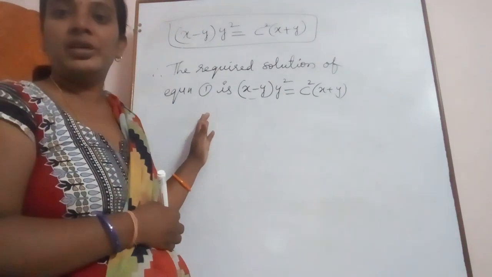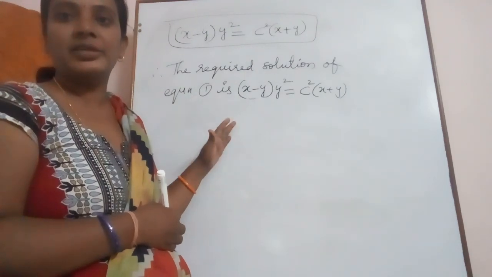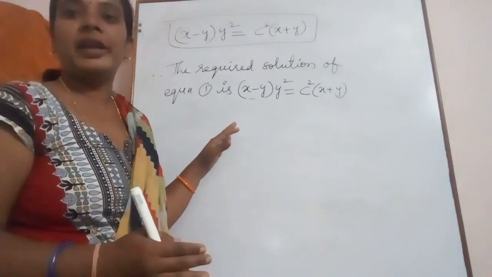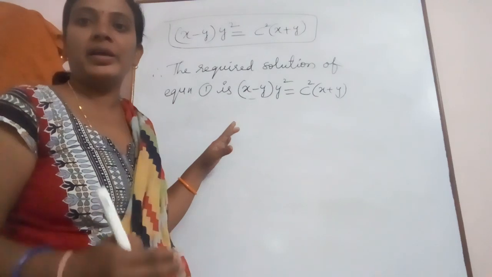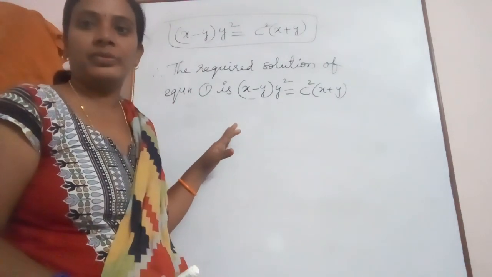If the equation is homogeneous and non-exact, we can choose an integrating factor 1 by Mx plus Ny. Okay.